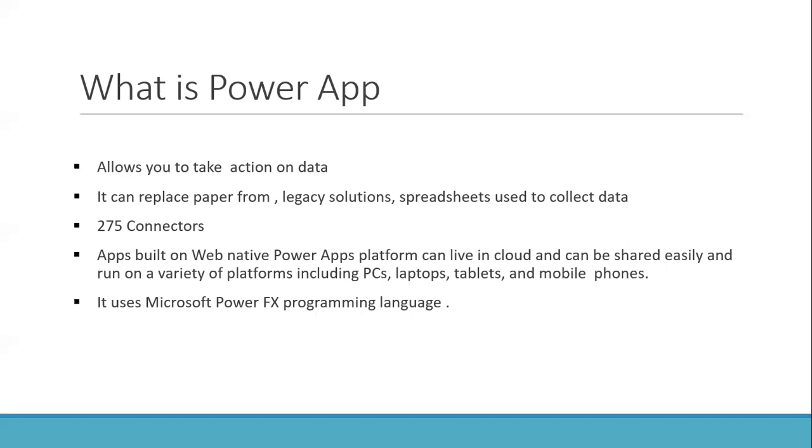Then, as I said, there are a lot of connectors. Right now it's 275, but it is increasing day by day. Every month there are a lot of connectors added to Power Apps. What does a connector mean? With just one click of a button, you are connecting to the data source. So that's the ease those connectors provide when it comes to connecting to a data source.